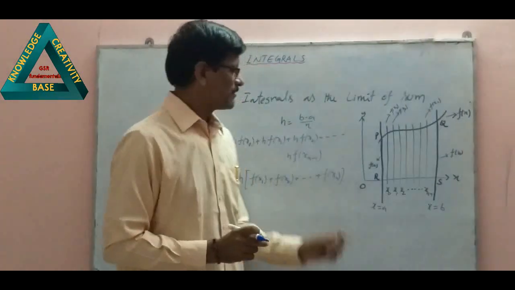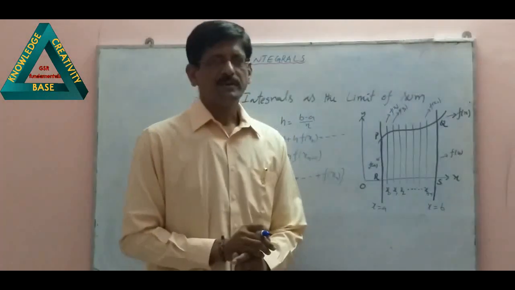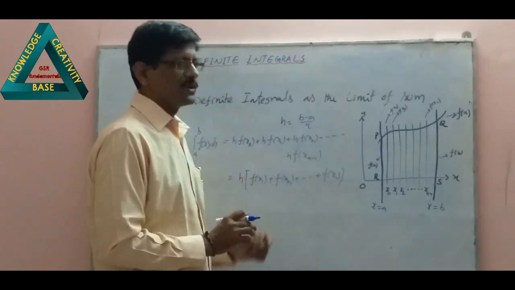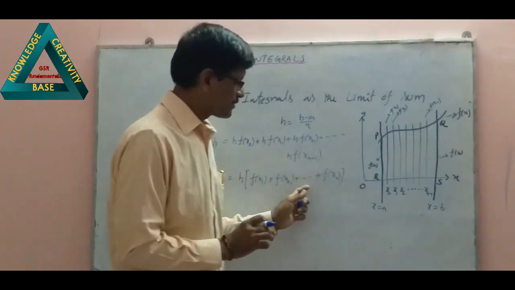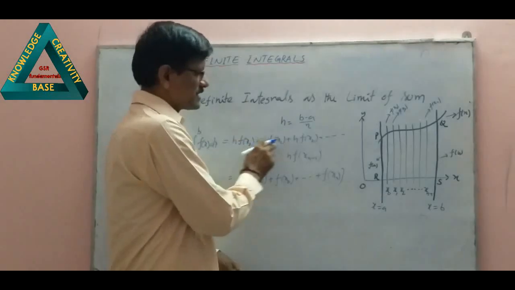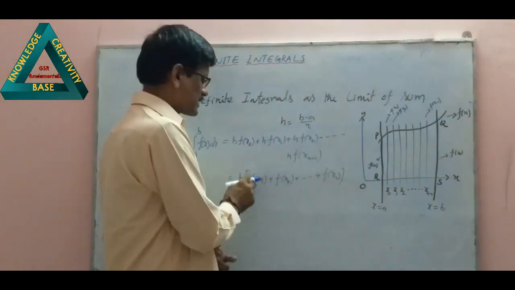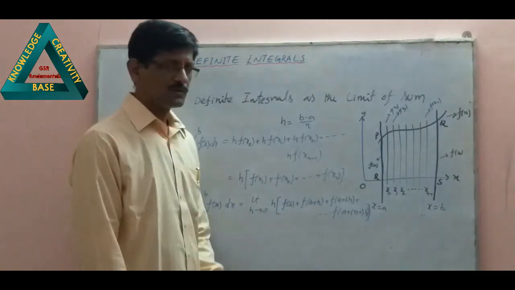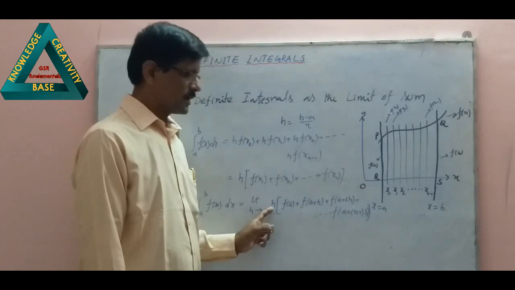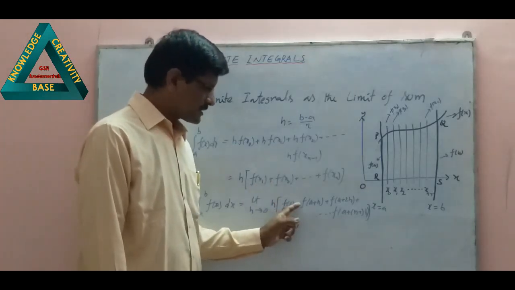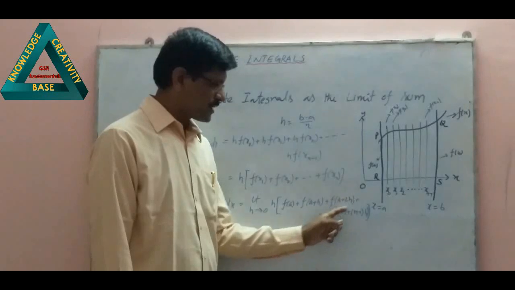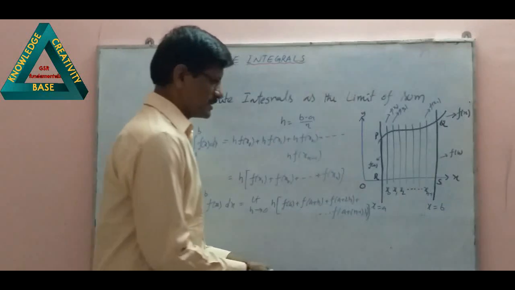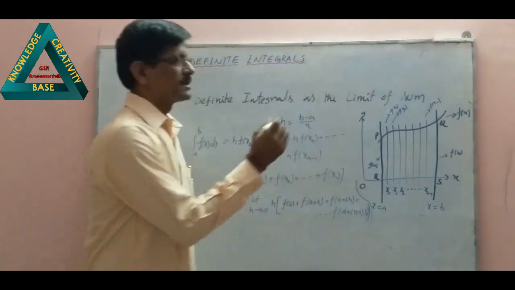That is the meaning of the definite integrals as the limit of sum. So the integral from a to b of f of x dx is equal to h into f of x1 plus f of x2 plus so on up to f of xn. That means the integral from a to b of f of x dx is equal to the limit as h tends to 0 of h into f of a plus f of a plus h plus f of a plus 2h going on like this up to f of a plus n minus 1 into h. Okay, this is the meaning of the limit of sum.